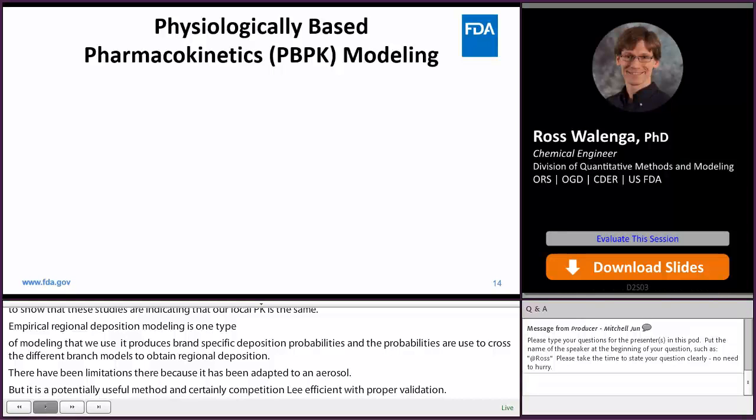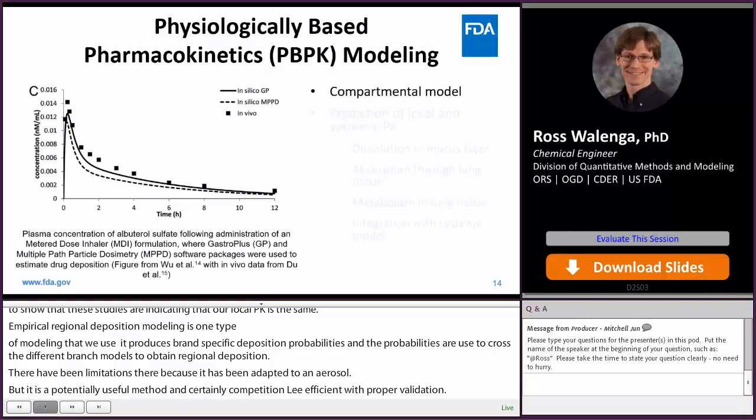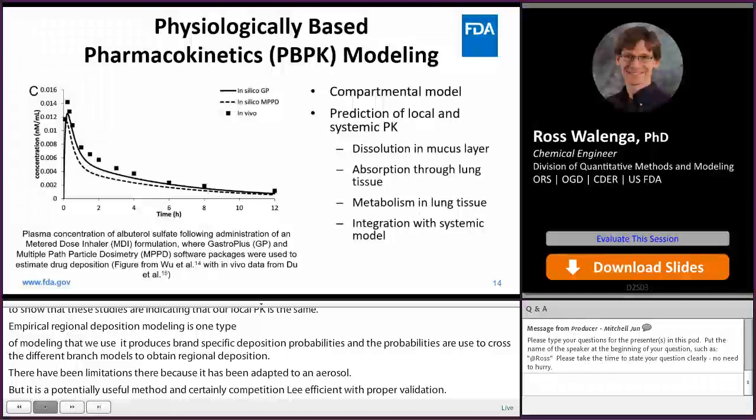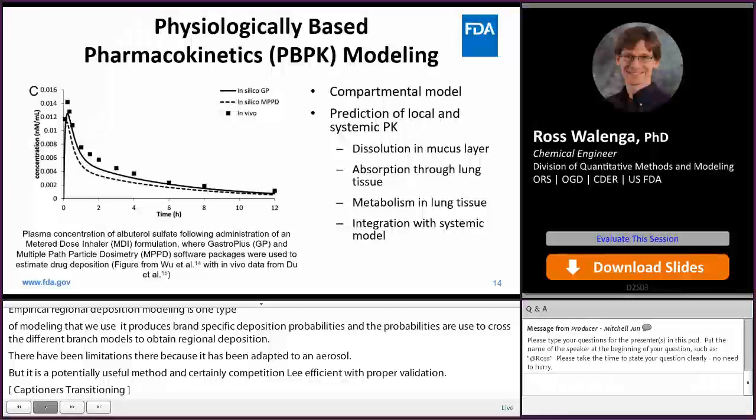Physiologically based pharmacokinetics, or PBPK modeling, is a compartmental model that allows for prediction of local and systemic PK via a couple of different considerations: dissolution in the mucus layer, lung tissue absorption, lung tissue metabolism, and then ultimately it will be integrated with a systemic model and then validated with in vivo PK data.